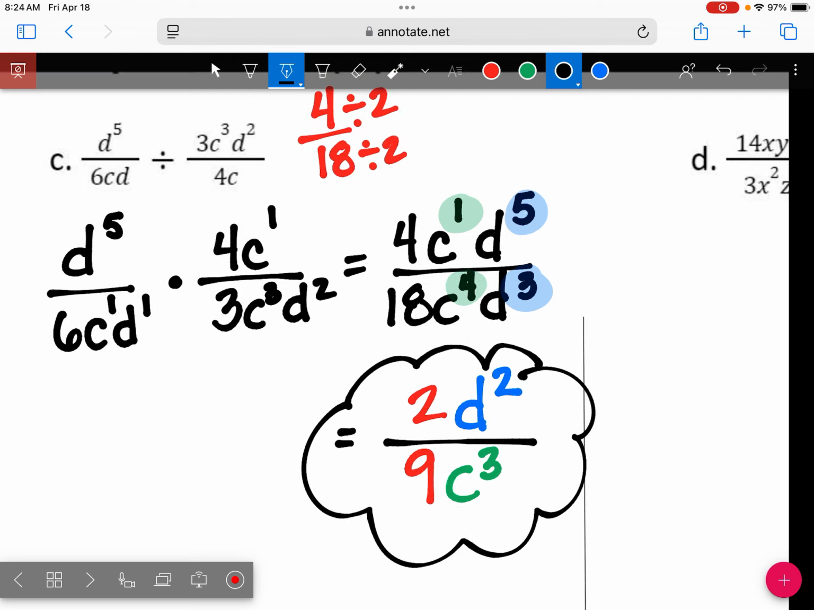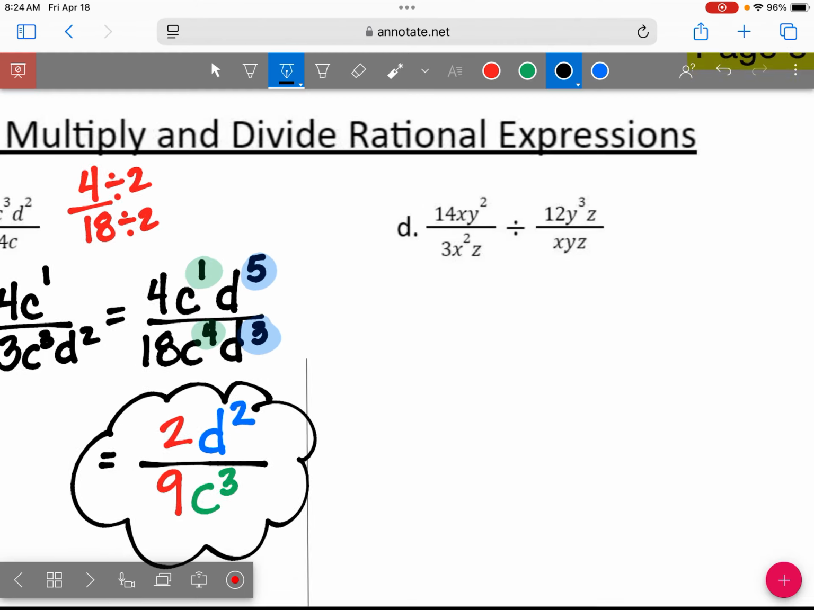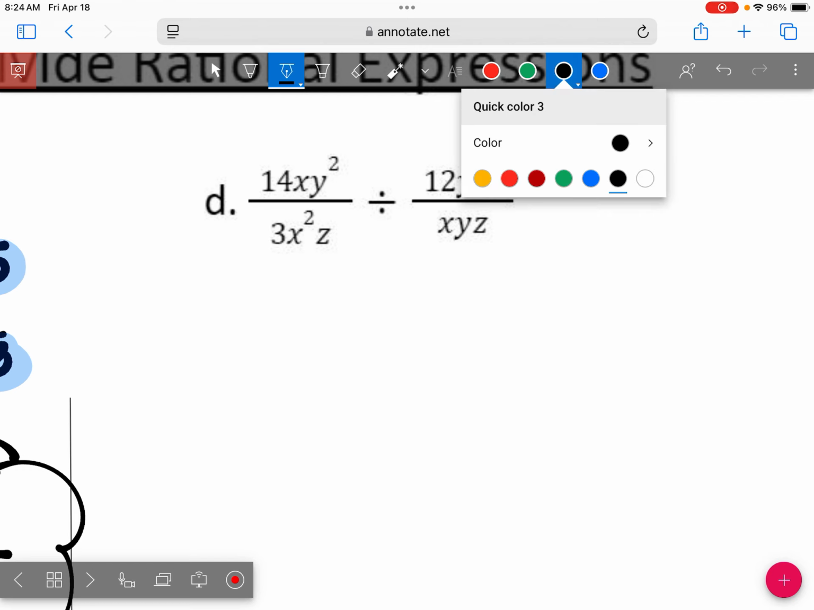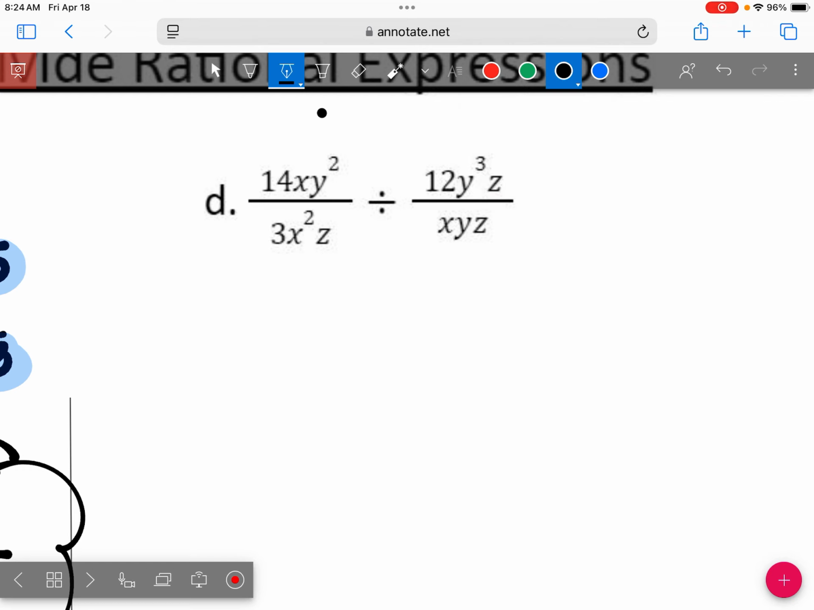All right, one more. Do we have to flip the second fraction? All right, let's do that. Let's do our rewrite. I'm going to give you a couple minutes to try and work through this one on your own, and then we'll come back together.